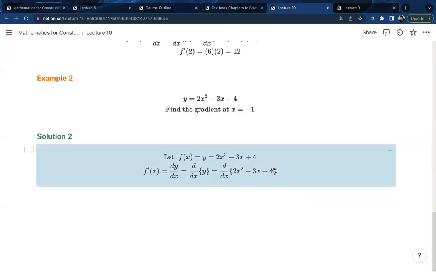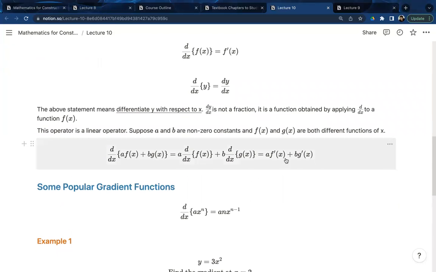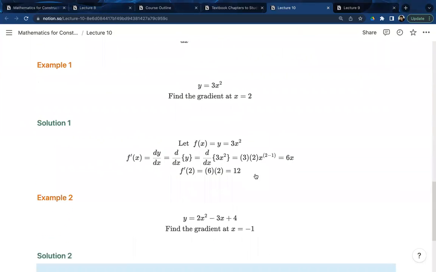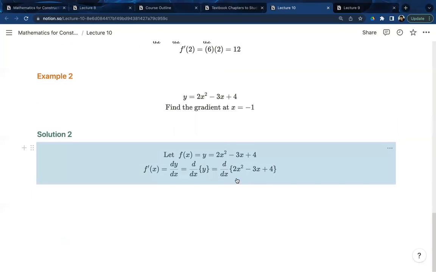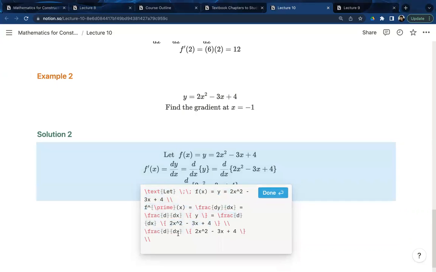We have three terms here, a 2x squared, a minus 3x, and a plus 4. Because the differential operator is linear, it distributes across addition and subtraction. So the derivative of three things is the separate derivatives of each thing. Okay? So let me write that here.